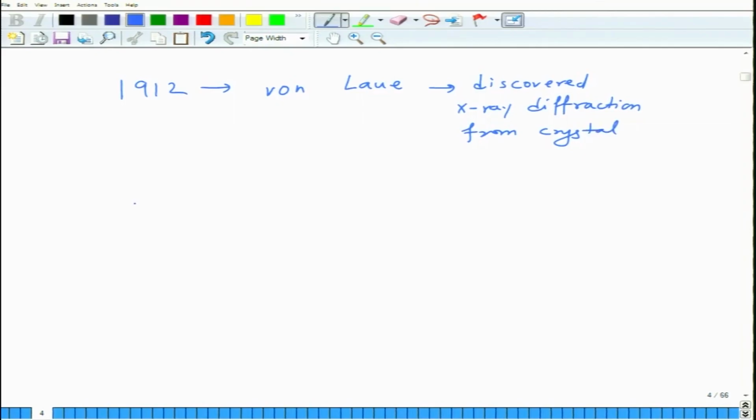And then in 1912, Lawrence and William Bragg, father and son, gave rise to Bragg's law. So, that was again a remarkable discovery. These were two landmarks in crystal characterization using X-ray diffraction.